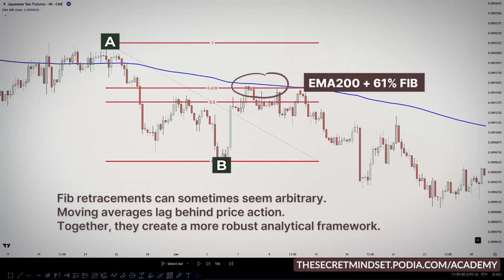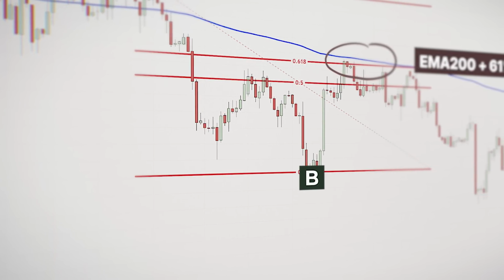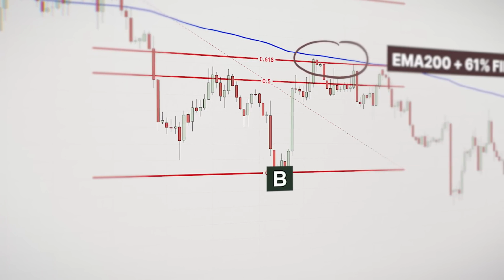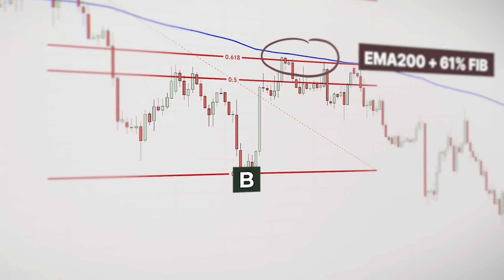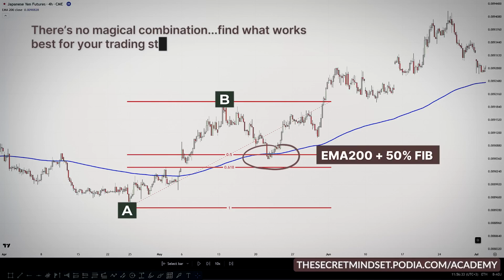And it's not just about finding potential trade setups. It's also about understanding structure. These confluence points often mark key levels where big players in the market might be active. It's also worth noting that different traders might use different Fib levels or moving average periods. Some traders swear by the 61% level combined with the 200 period moving average. Others might prefer the 50% level with the 50 period average. The key is to find what works best for your trading style and the markets you trade.